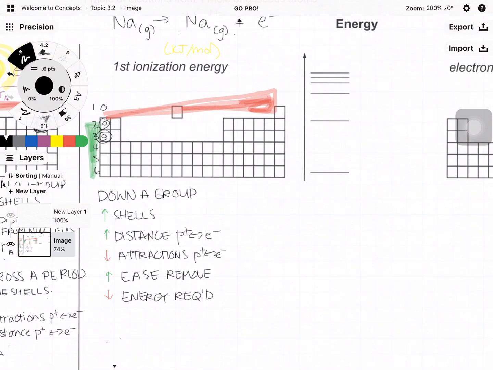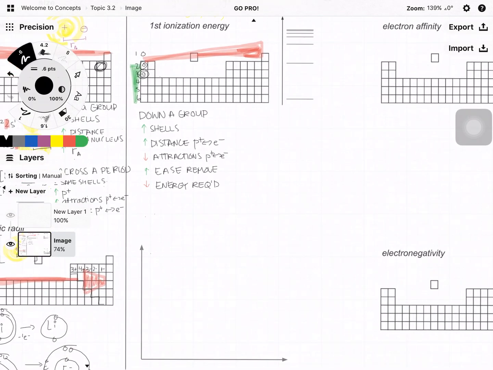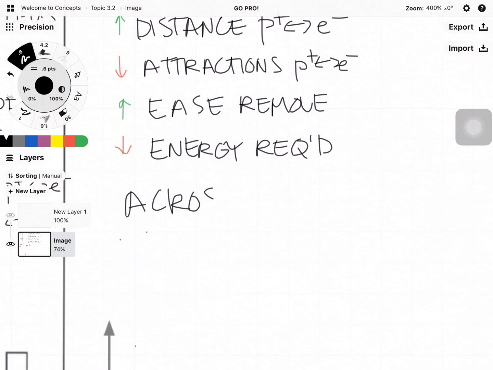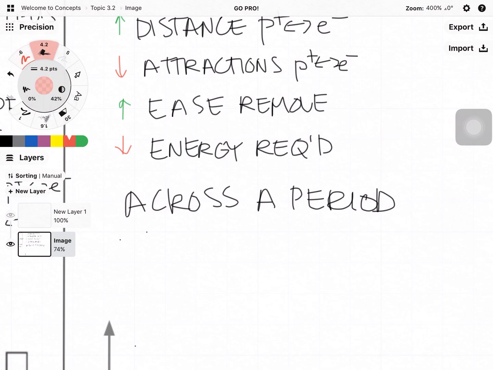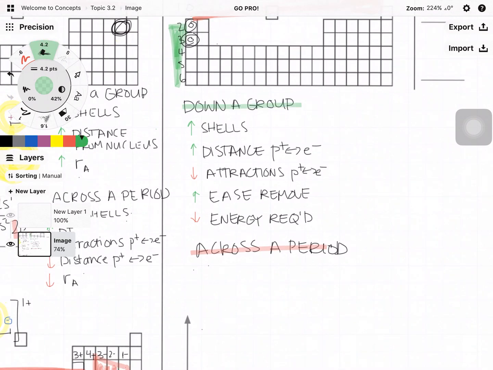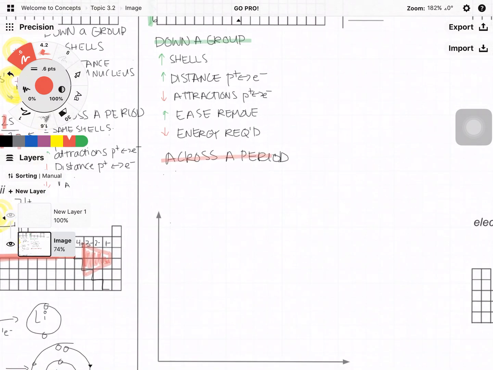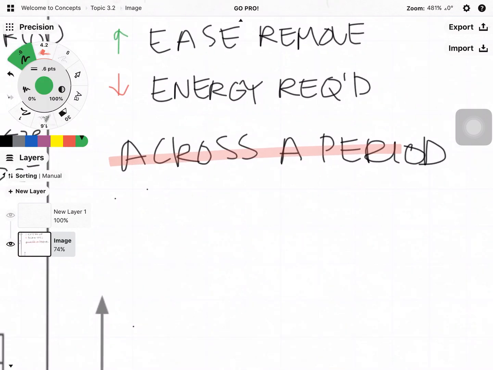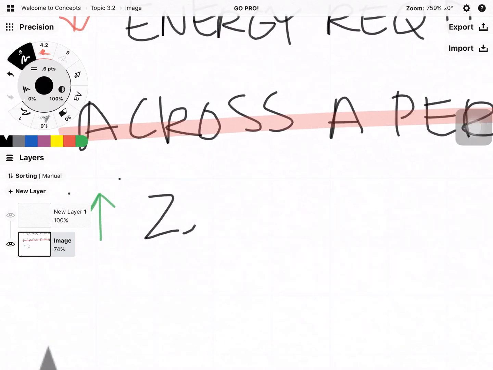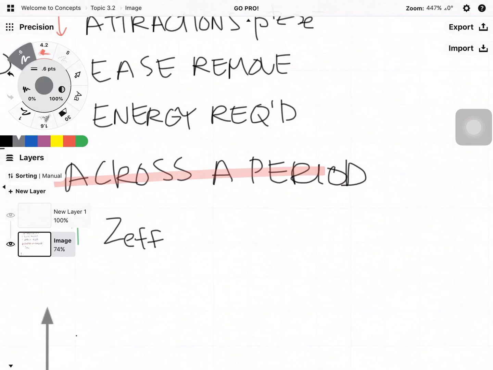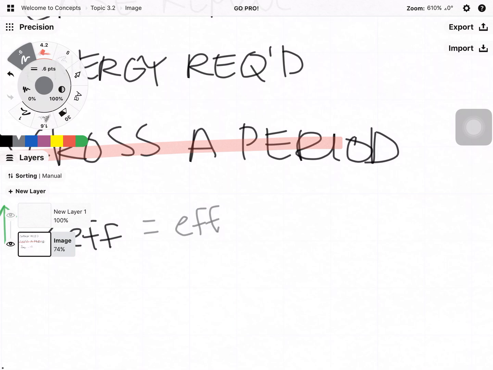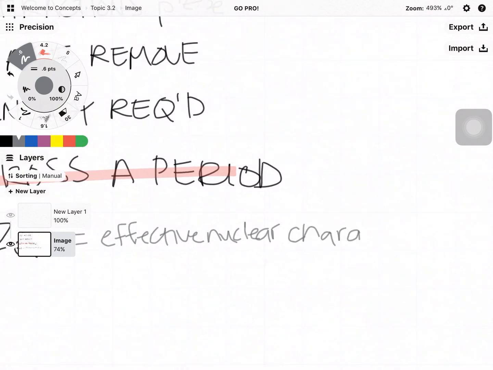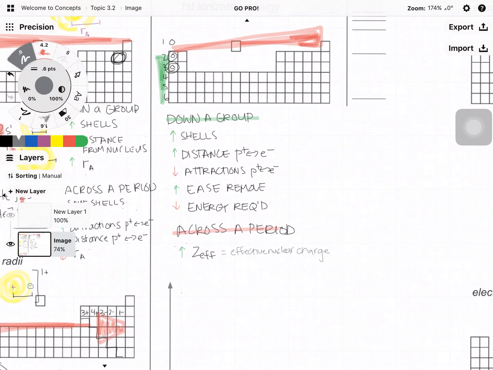Okay? Now let's talk about what happens as we go across a period. This one's a little bit tricky. So I'm going to write here: across a period, down a group. As we go across a period, something that we call effective nuclear charge increases. So let's take a look at what that means. We increase our Z effective, which is the symbol for effective nuclear charge.